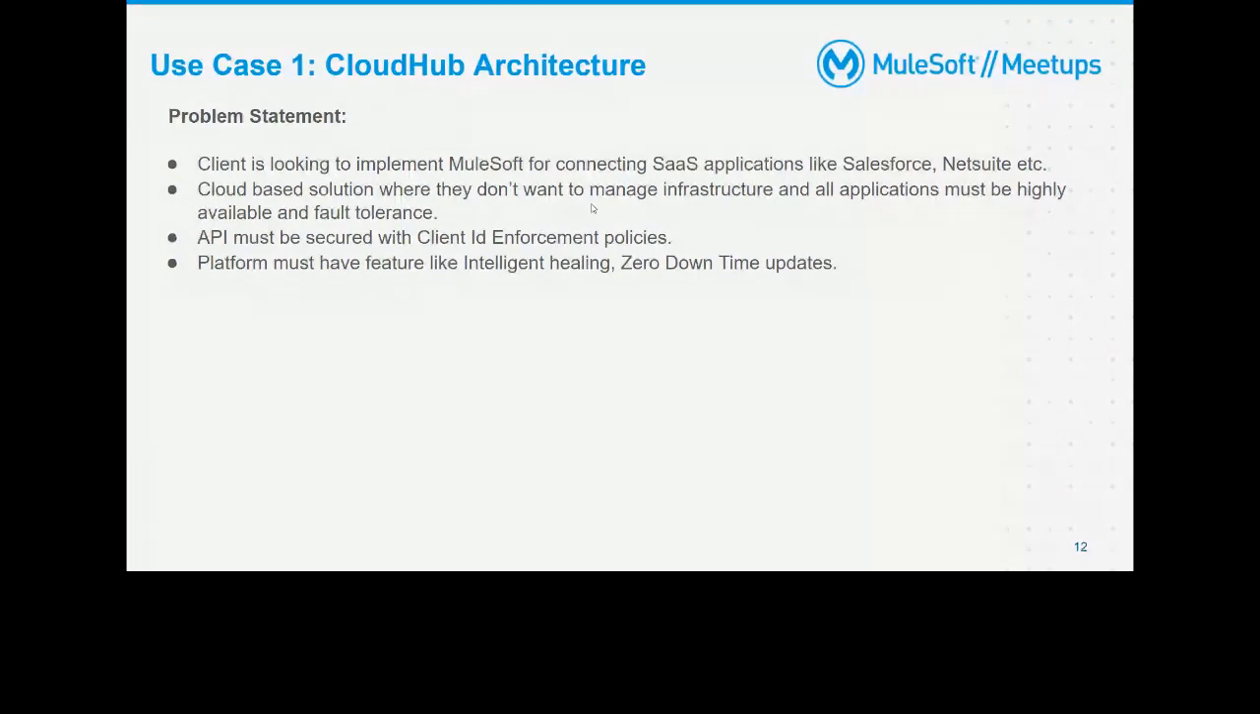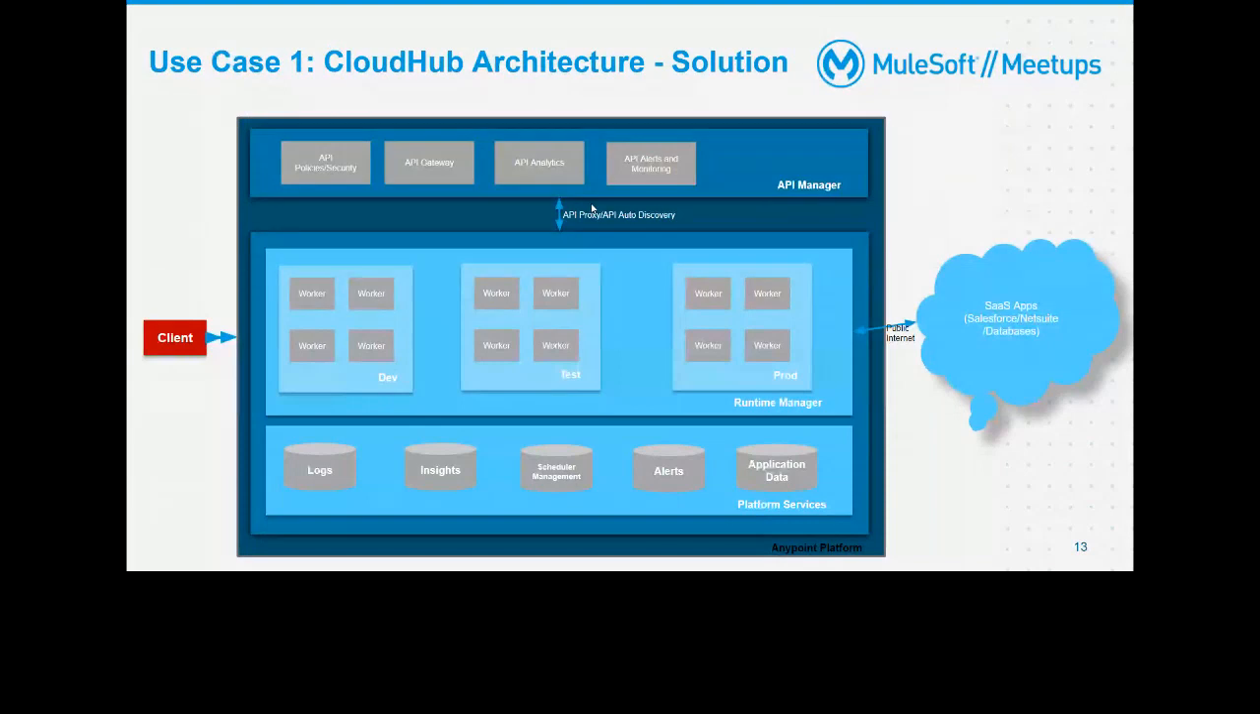Any questions on this architecture before I go to some complex architecture? This is straightforward. You are using the vanilla CloudHub solution. You are not customizing anything here.